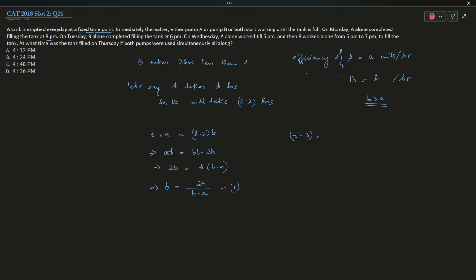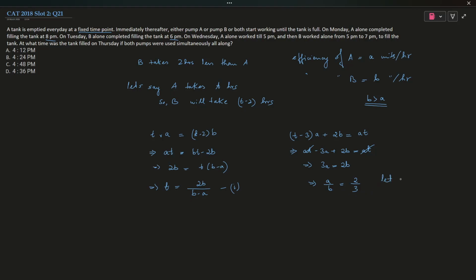So (T minus 3) into a, plus B works for 2 hours, so 2b. Now this will also be equal to the same work. So I can write this as aT. You can also write this as (T minus 2) into b. You can take any of the two. So this will come out to be a(T - 3) + 2b equal to aT. aT and aT will get cancelled. 3a is equal to 2b. From here, a by b will come out to be 2 by 3.